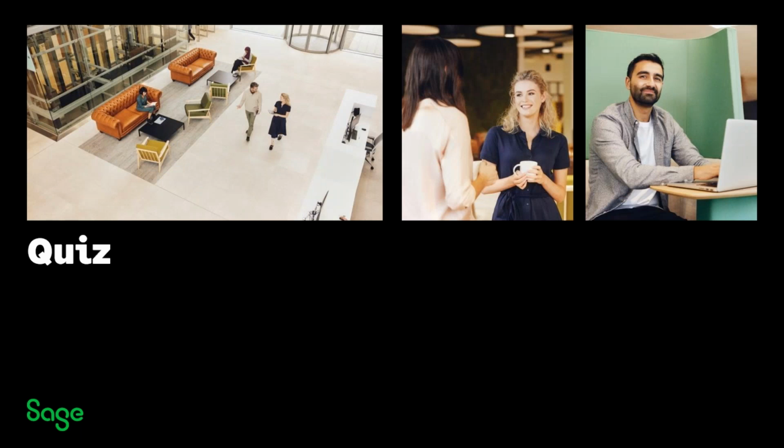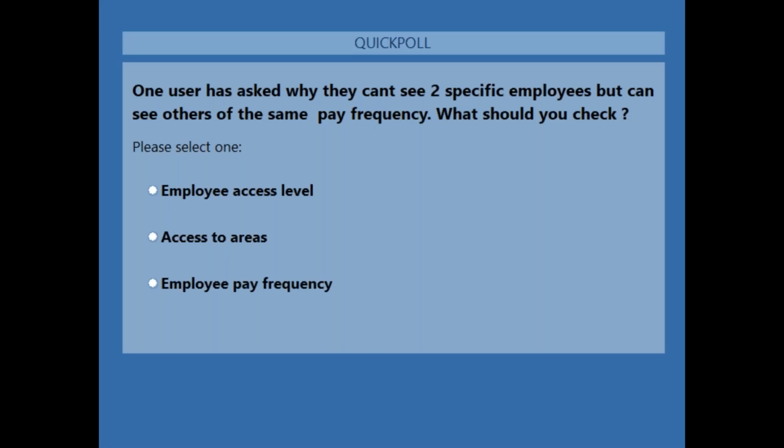Okay, last question. Let's get this one launched. So a bit of a scenario we've got. One user has asked why they can't see 2 specific employees, but can see others of the same pay frequency. So what should you be checking? So we've got employee access level, the access to areas, or the employee pay frequency. So what should you be checking? This will be your first check. When it comes to troubleshooting, there's always checks after this. First thing you should be checking.